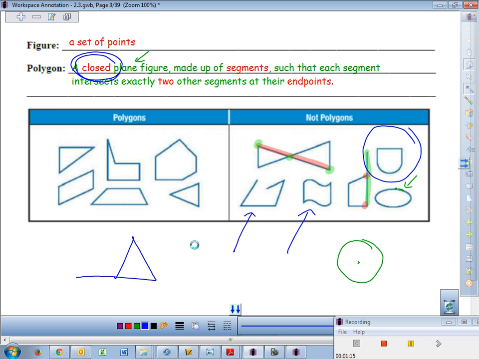Why is this guy not a polygon? Why is that not a polygon? It's got overhang and intersects in more than two places, correct? So very, very specific. If you look at all of these guys, you can see that they are polygons because they fit all of those definitions, okay? Why is that not a polygon? It's three-dimensional, right? Not two-dimensional, so it's not a plane figure.